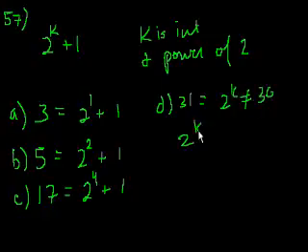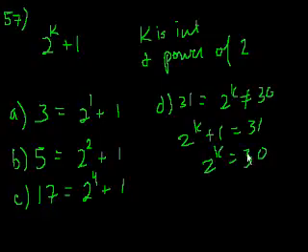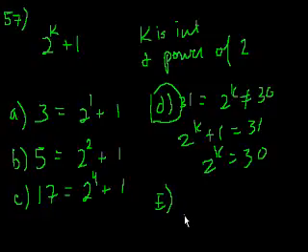If 2 to the k plus 1 is equal to 31, then 2 to the k would have to equal 30. And I can't think of an integer where I take 2 to some power and I get 30. So the choice is D. D is not a Fermat prime. And if you wanted to make sure that it's not E, E is 257. Well, that's just 2 to the 8th plus 1. 2 to the 8th is 256. And that's 257. So the answer is D.